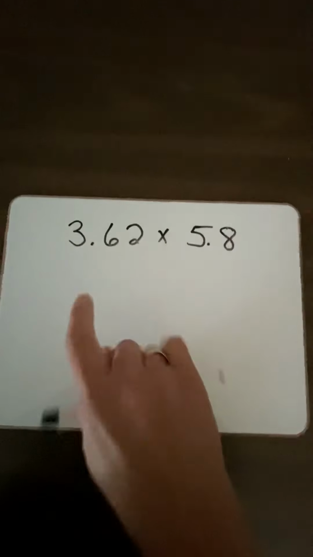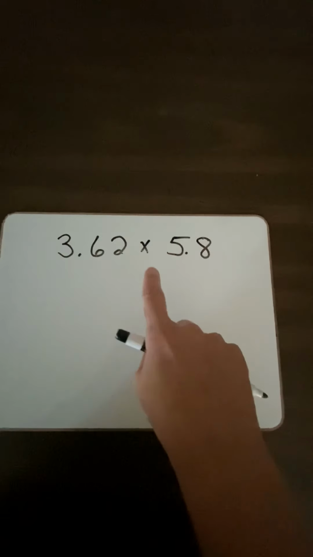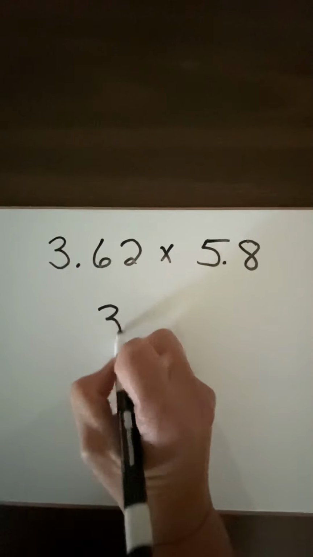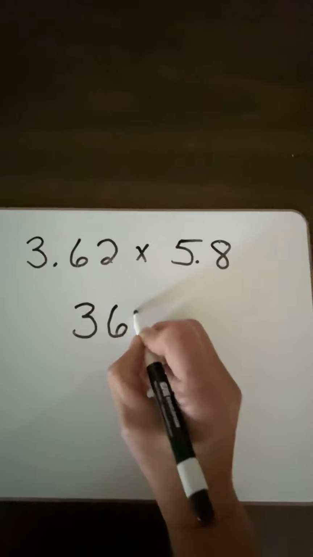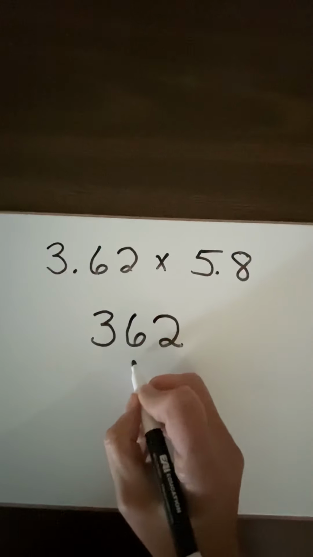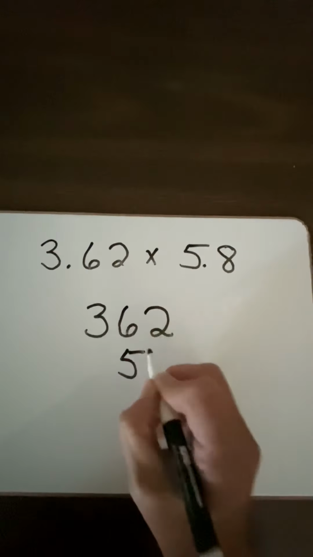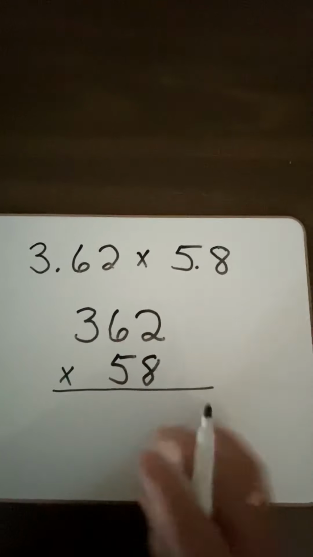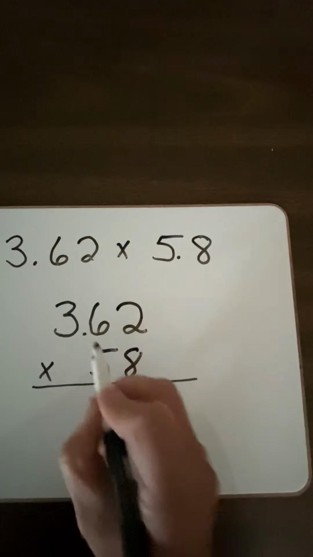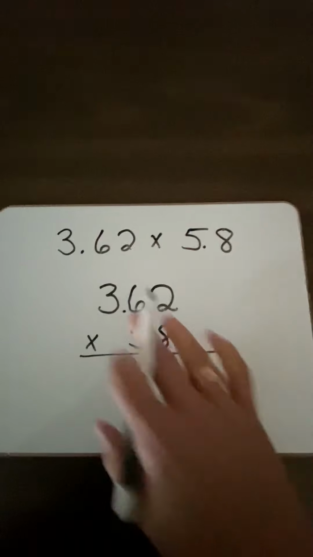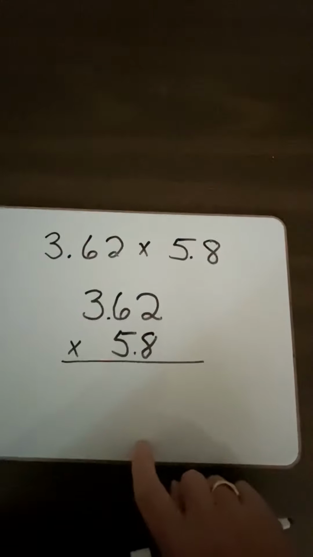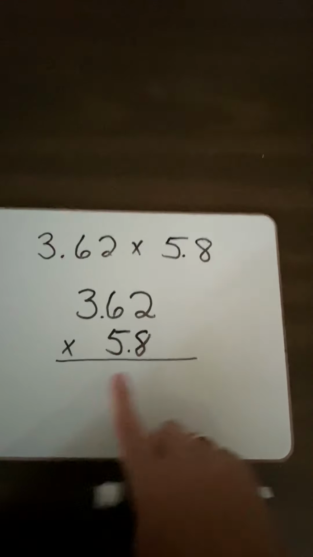So let's look. If it's 3.62 times 5.8, you just write it as if it is 362 times 58. Okay, so we can go ahead and put our decimal points in there. Notice that they are not lined up. So you're going to multiply it as if the decimal points aren't there, as if it is 362 times 58.